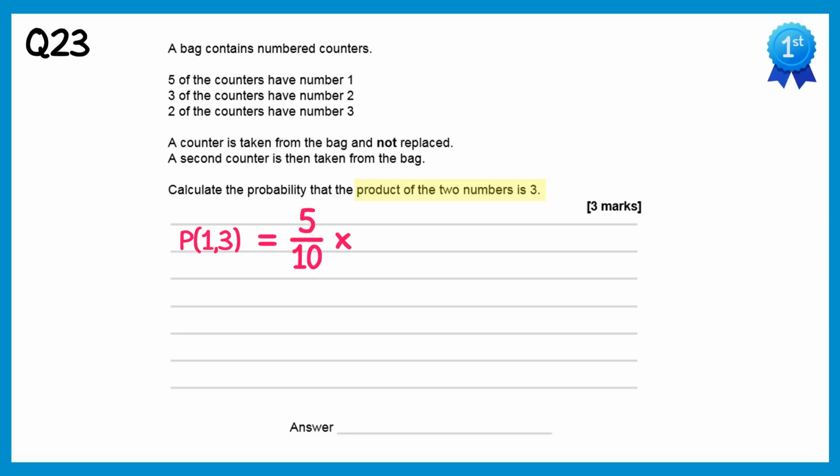On the second pick, there are 2 threes, but only 9 counters left in the bag since we're not replacing the first one, so we multiply by 2 out of 9. If we multiply these, you'll get 10 out of 90.